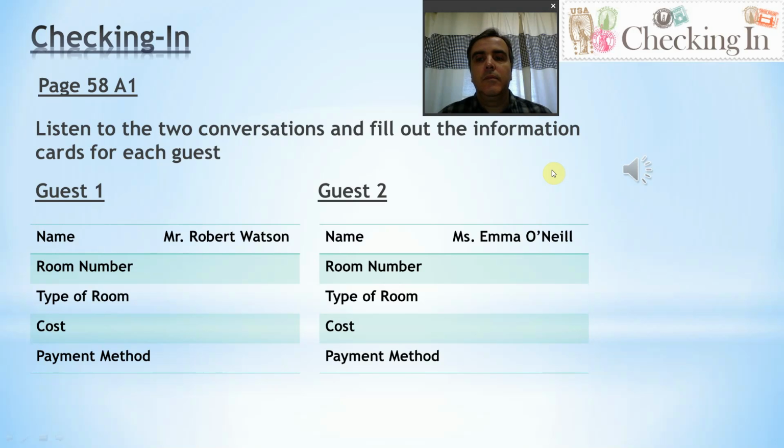Thank you very much, Mr. Robert. Could I see your passport, please? Here it is. Thank you very much. How will you be paying for your room? By Visa. May I have your credit card, please? Oh, certainly. Here you are. Here's the second conversation.